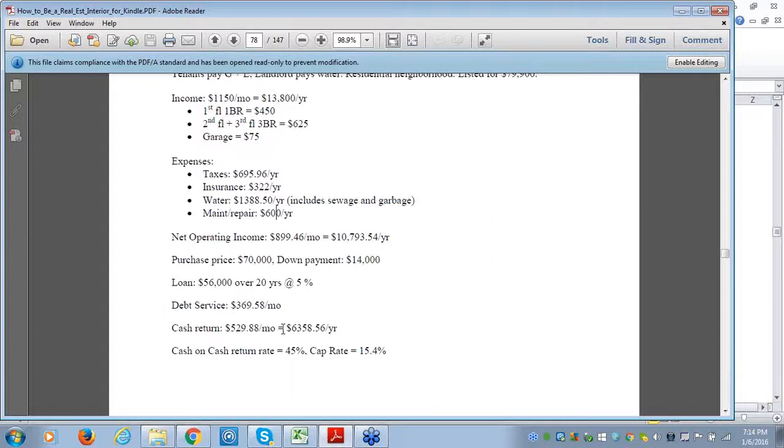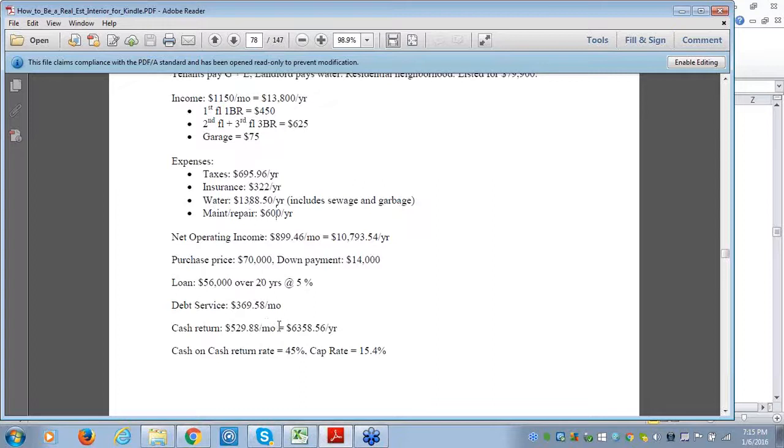Now let's multiply that times 12. And when we do that, we find out we are earning $6,358.56 per year for this property. Sounds pretty good, doesn't it? That's about a $500 a month cash flow. Okay, again, it doesn't account for vacancies and uncollected rents and so forth, all right? Those things are real possibilities. For this exercise, we're just trying to go through the exercise so you understand the formula.